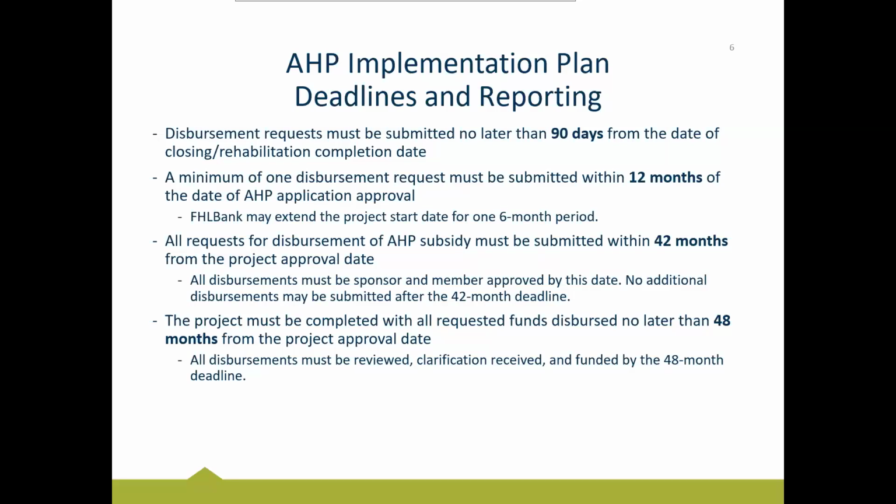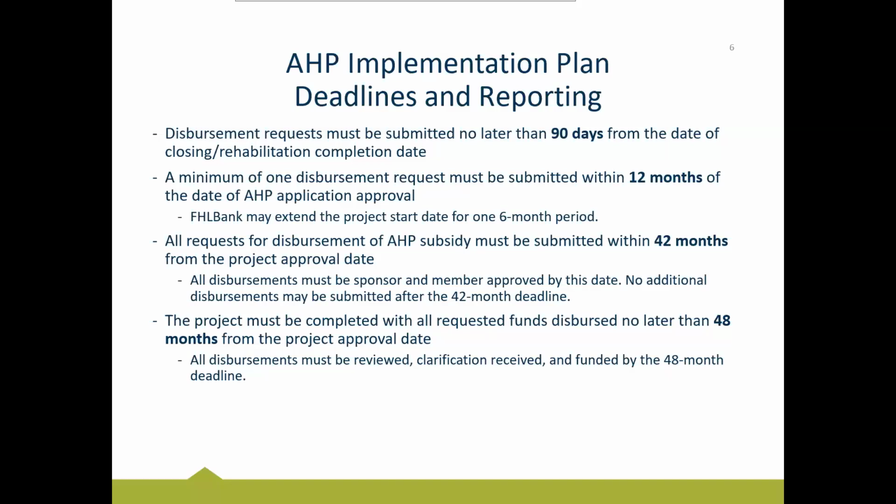Perfect. All right. So, 42-month deadline. Subsidy, or sorry, excuse me, HP disbursements all must be submitted within 42 months from the project. So this is looking way down the line. 42 months for the 2025 projects is going to be June 19th of 2029. I know that sounds forever away, but it always sneaks up on us, all right? That's 3.5 years from your project approval date.